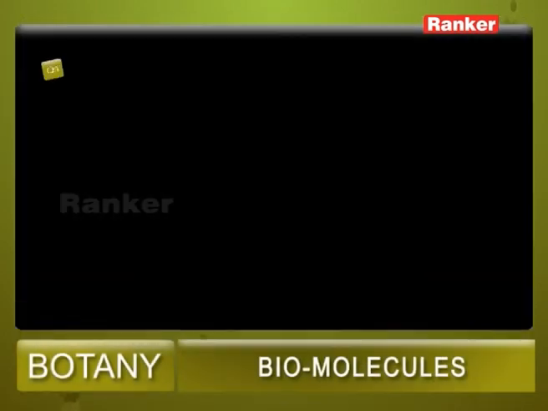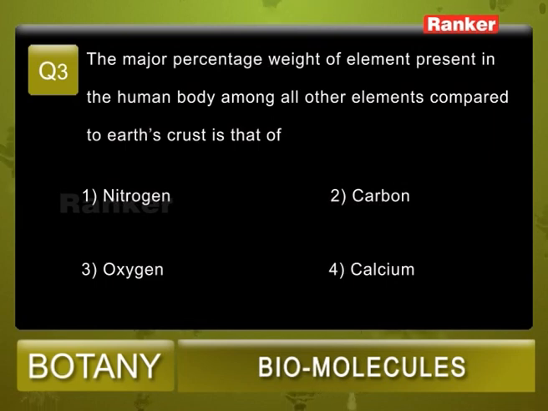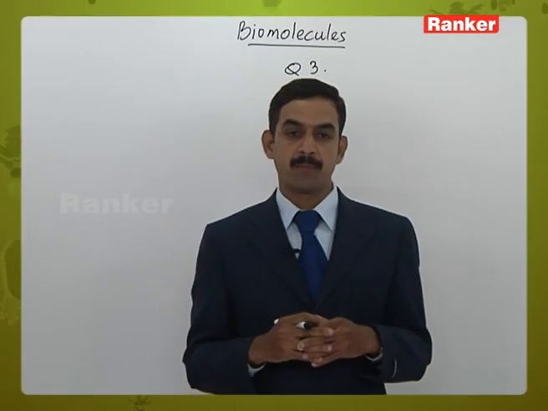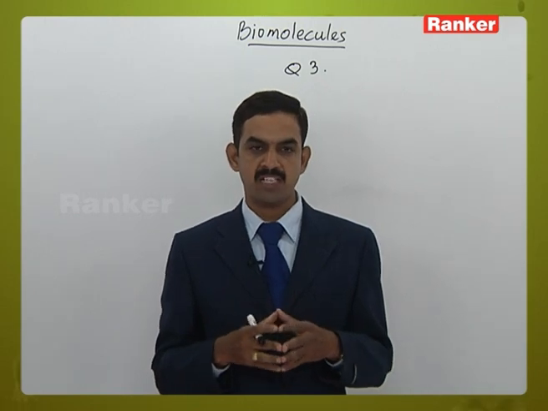Question number 3. The major percentage weight of element present in the human body among all other elements compared to earth crust is that of: 1. Nitrogen, 2. Carbon, 3. Oxygen, 4. Calcium.